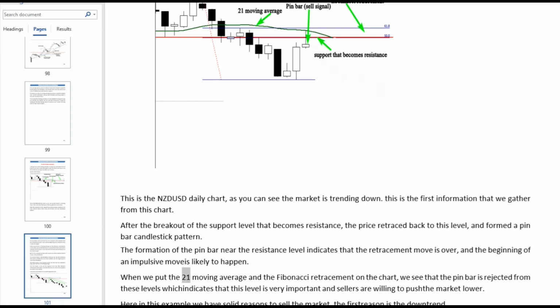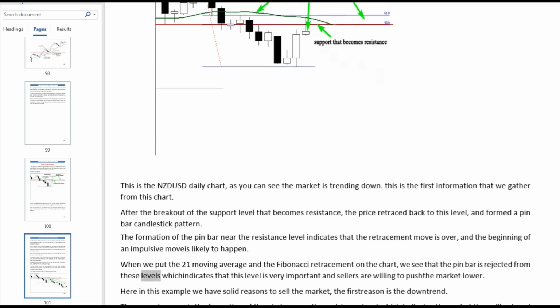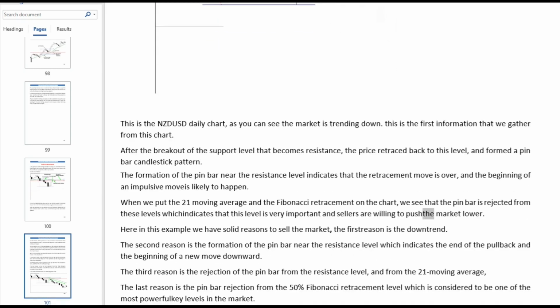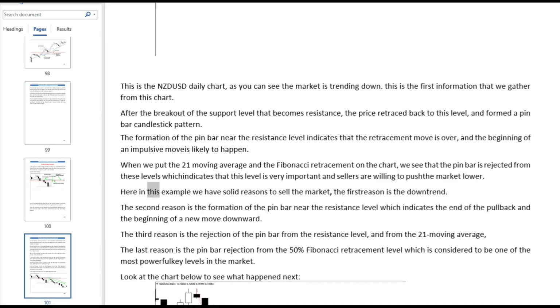When we put the 21 moving average and the Fibonacci retracement on the chart, we see that the pin bar is rejected from these levels, which indicates that this level is very important and sellers are willing to push the market lower. Here in this example we have solid reasons to sell the market.